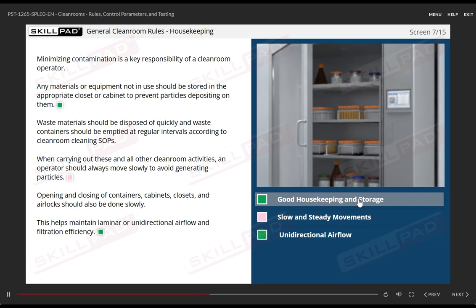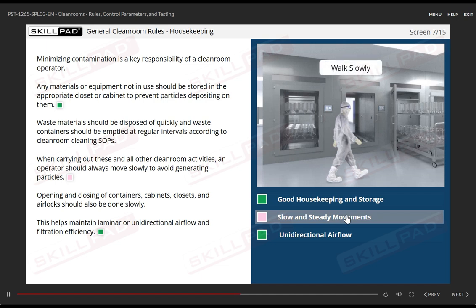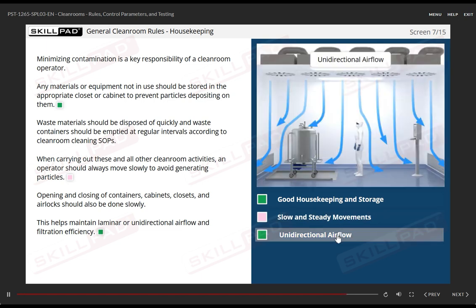cleanroom cleaning SOPs. When carrying out these and all other cleanroom activities, an operator should always move slowly to avoid generating particles. Opening and closing of containers, cabinets, closets, and airlocks should also be done slowly. This helps maintain laminar or unidirectional airflow and filtration efficiency.